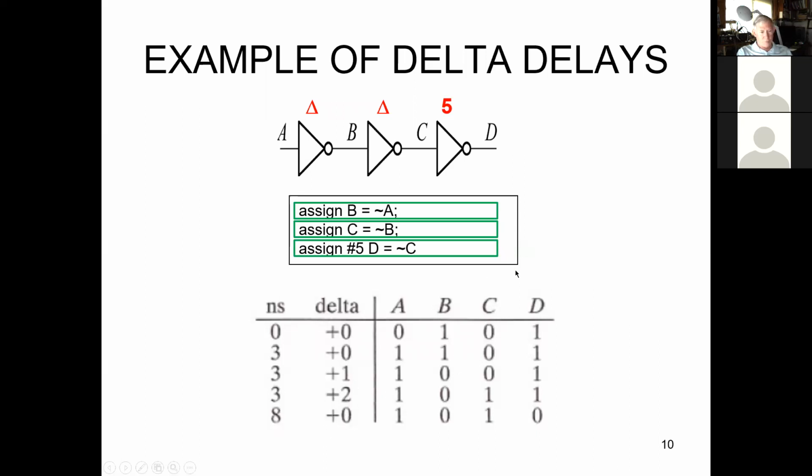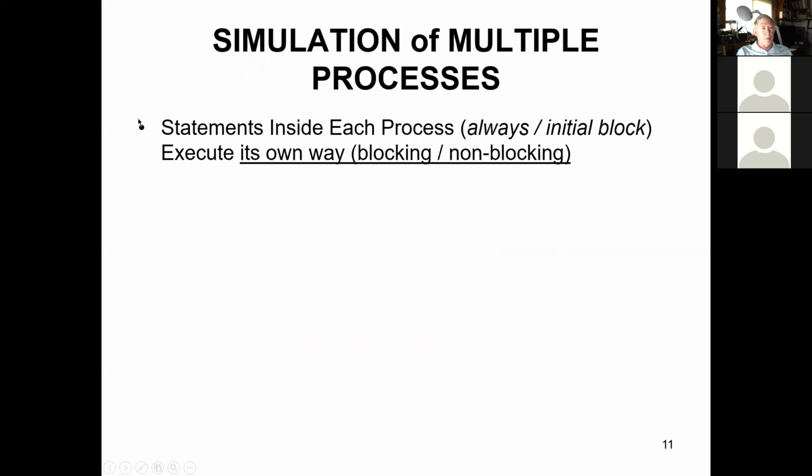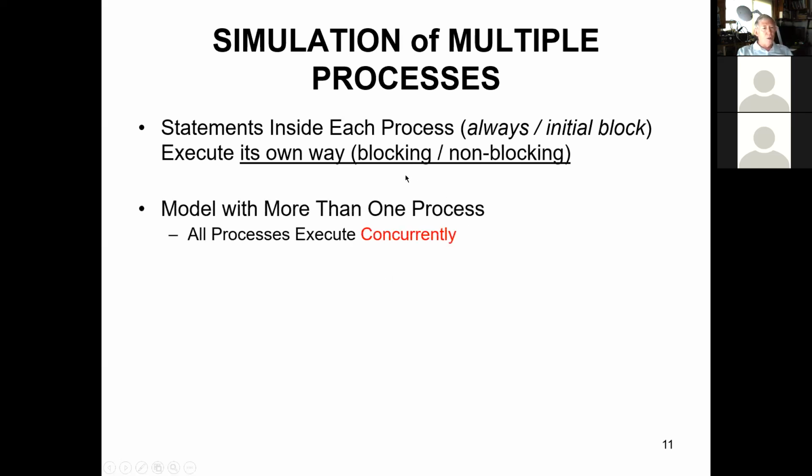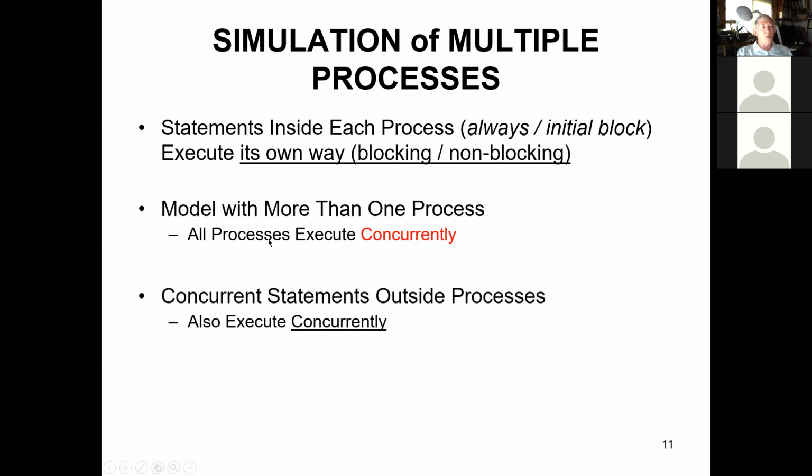So if you have multiple processes, statements inside each process, the initial blocks and the always blocks, all execute in their own way. If they have blocking statements, then they will be blocking. If they have non-blocking statements, then they'll all be executing simultaneously. If there are multiple process blocks executing simultaneously, then they will be executing concurrently. And all the concurrent statements outside process blocks will also execute at the same time concurrently.